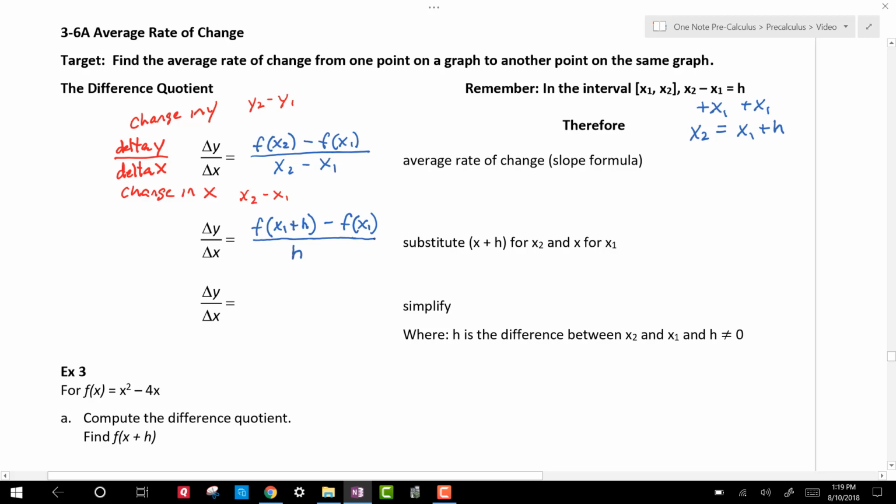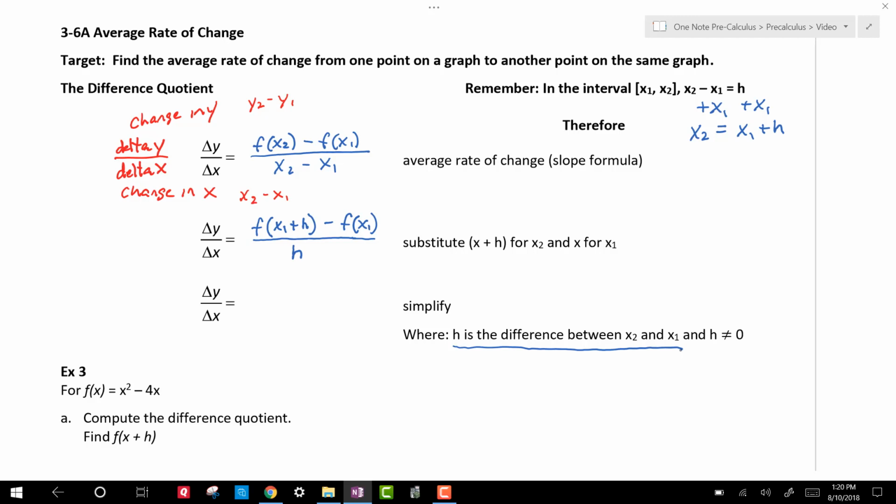And that is what we end up with for the slope formula. Looks like I have an extra piece down here, but that's okay. We're going to ignore that. Okay? What we do need to know is that h is the difference between x2 and x1, and h cannot be 0 because then I've got problems in my fraction and I end up with 0 in the denominator, and I don't want that. Okay?